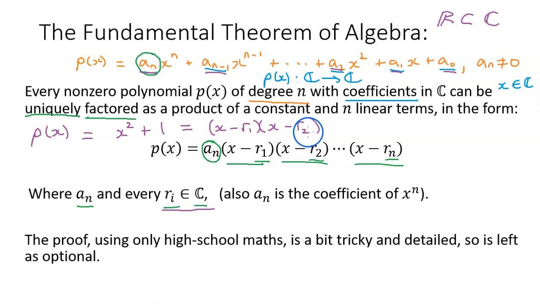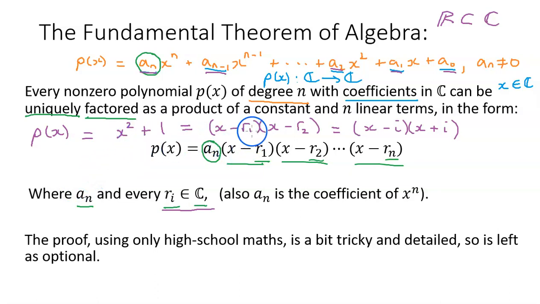The r_1 and r_2 can be complex numbers. So they can be any complex numbers that make this work. And in fact, we know that r_1 and r_2 have to be i and negative i. So x minus i, x plus i. But there's no real numbers r_1 and r_2 that will make this thing work. It only works if we can allow our r_i values to be any complex number. That solves it.